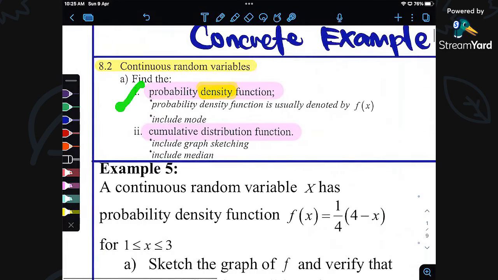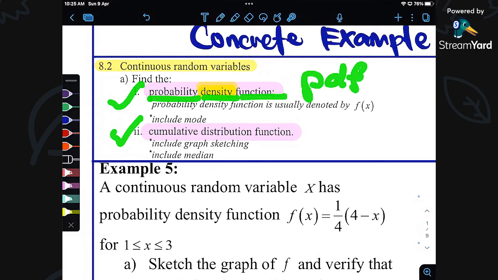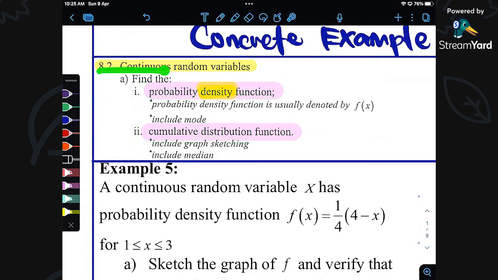This is the two main objective: finding the probability density function, PDF, and finding the cumulative distribution function, CDF. But for continuous random variable, we call it density now, okay? Not distribution. Probability distribution function is for discrete random variable, but now we are at 8.2, we call it density. Okay, probability density function of continuous random variable. Please highlight this word, density.